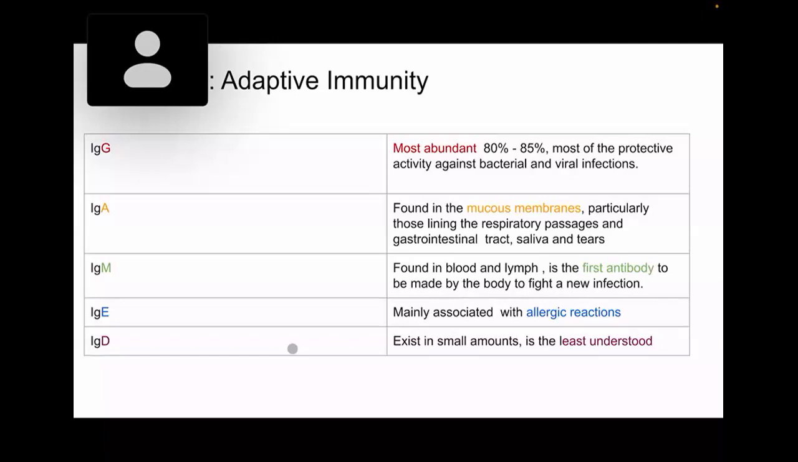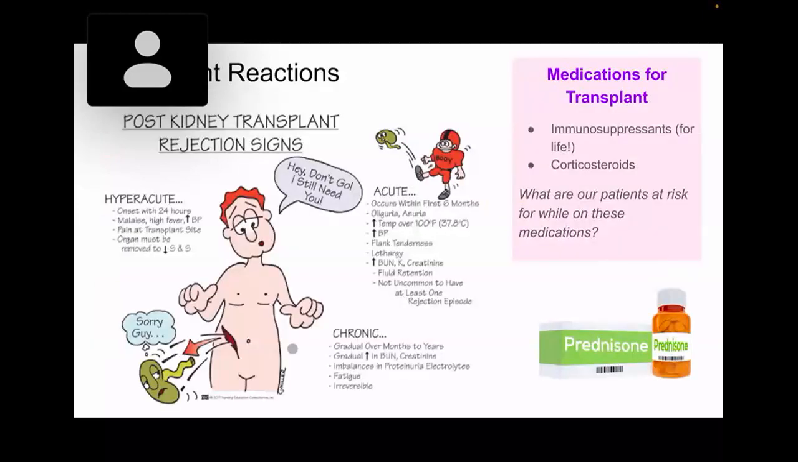E, I want you to think allergies. IgE is associated with allergic reactions. And finally, D, it exists in small amounts. It's really the least understood. When we're talking about transplant reactions, this is an autoimmune innate response to whatever the body recognizes as foreign.